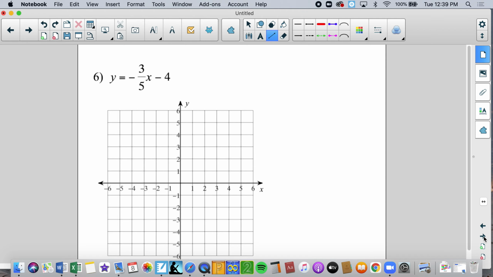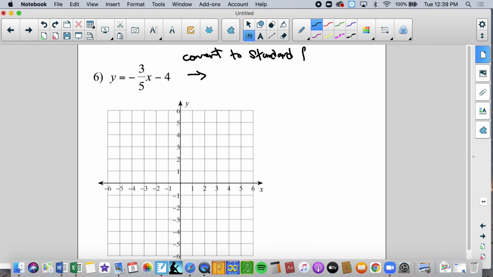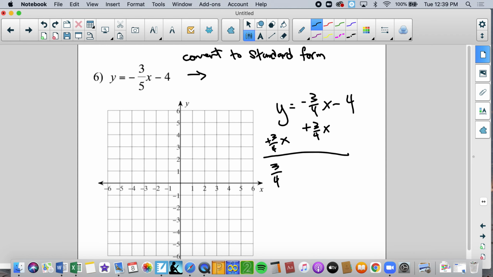So number 6 is very interesting because it's not in standard form, and we have to convert it to standard form. So we have to take this equation, y equals negative 3/4 x minus 4, and we have to get the x and y's on the left side and the constant by itself on the right side. So I'm going to add 3/4 x, add 3/4 x. We get 3/4 x plus y equals negative 4.